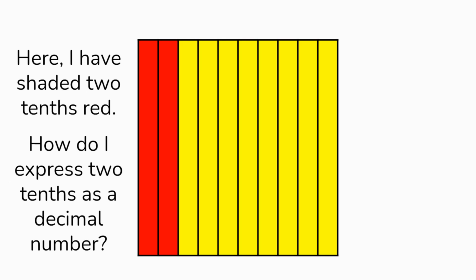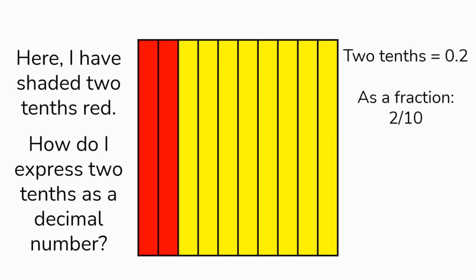Here I have shaded 2/10 red. How do I express 2/10 as a decimal number? Well, just like that: 0 in the ones place, decimal point, and a 2 in the tenths place. That is how you write 2/10. As a fraction, 2/10.